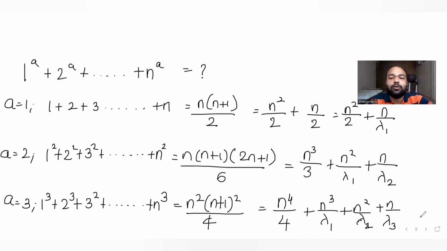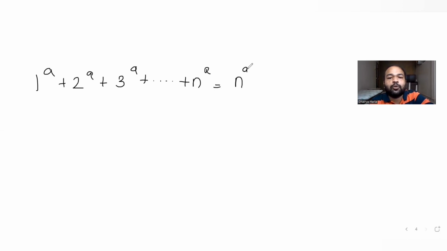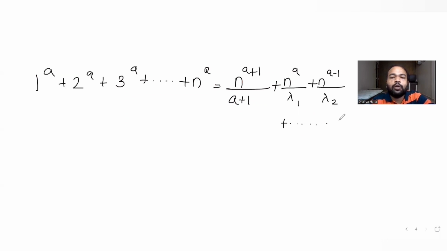So when I have the sum of these terms in the numerator, I understand my terms 1 raised to a plus 2 raised to a plus 3 raised to a till n raised to a will also become, for any value of a, n raised to a plus 1 upon a plus 1, plus n raised to a with some other constant, n raised to a minus 1 again with some other constant lambda, and this will go on and on till the last term being n upon some constant lambda. Now, this is the expansion of the first part, that is the numerator.